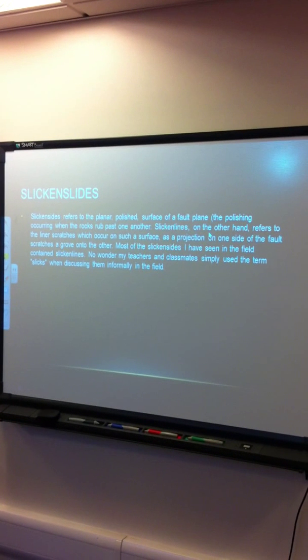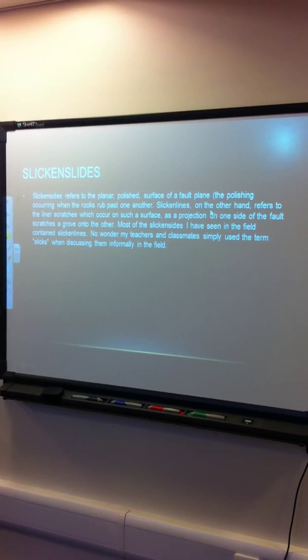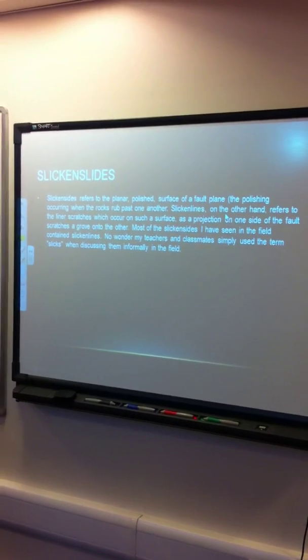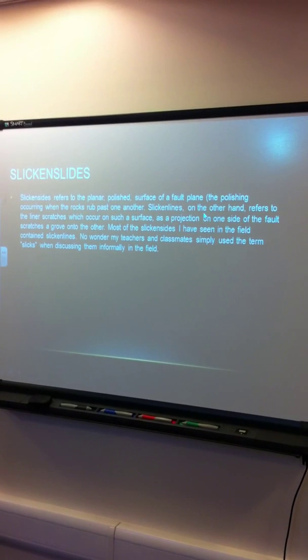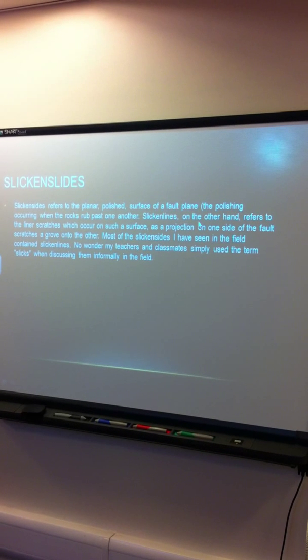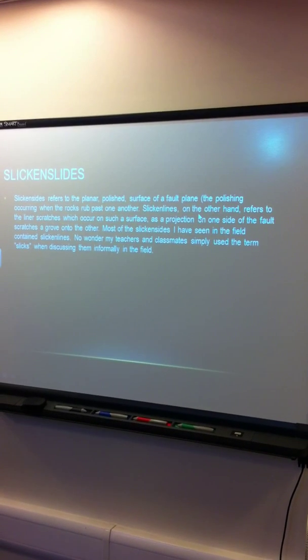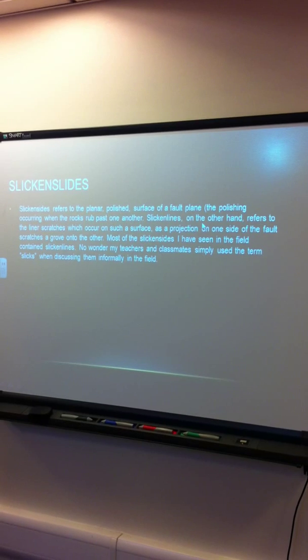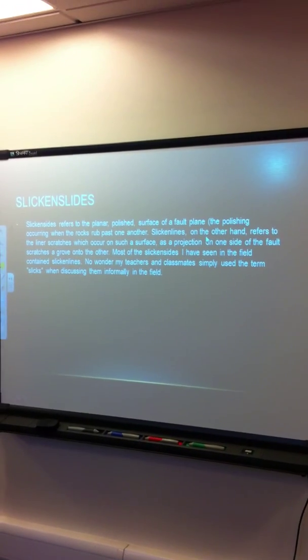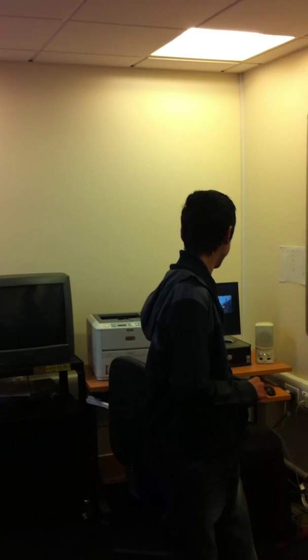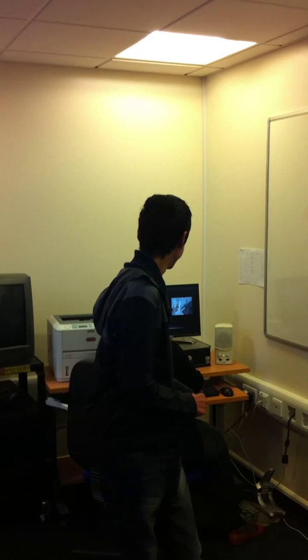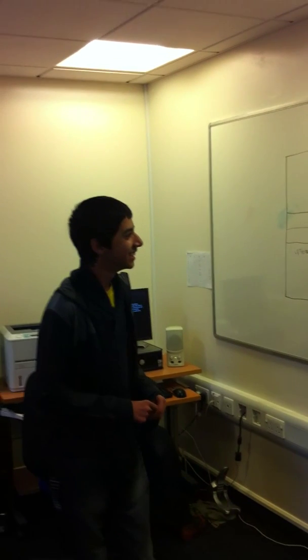Slickensides are the polished surface of a fault plane. The polishing occurs when the rocks rub past one another. Slickenlines, on the other hand, refer to the linear scratches which occur on such a surface as a projection on one side of the fault. Scratches are grouped.